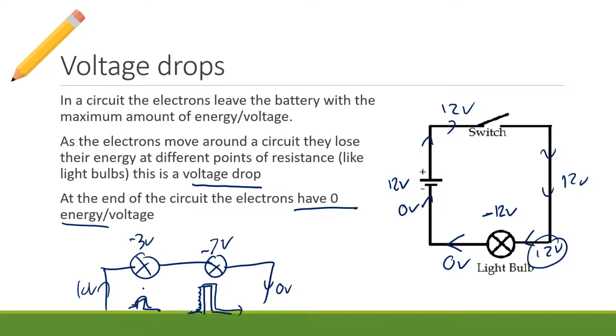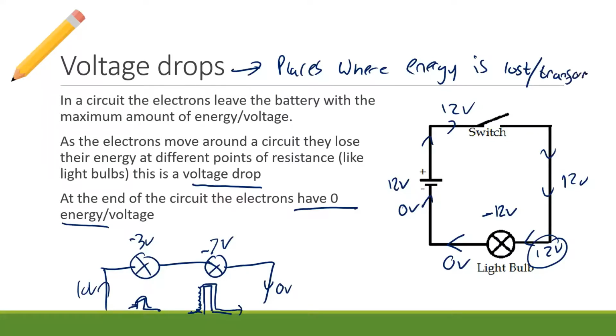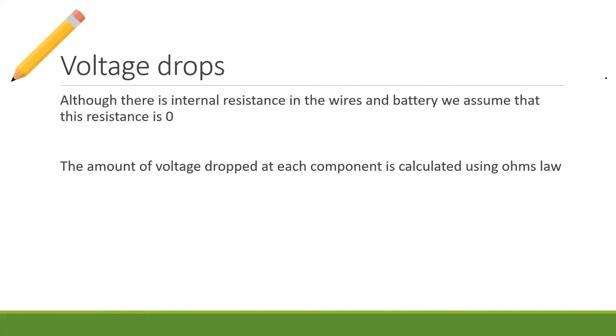So let's just talk about this. A voltage drop. The voltage drops are places where energy is lost, or we could say transformed. So you could have a motor instead, and that's going to have a voltage drop because the electrons are going to lose energy, but it's going to turn into a moving motor or something like that.